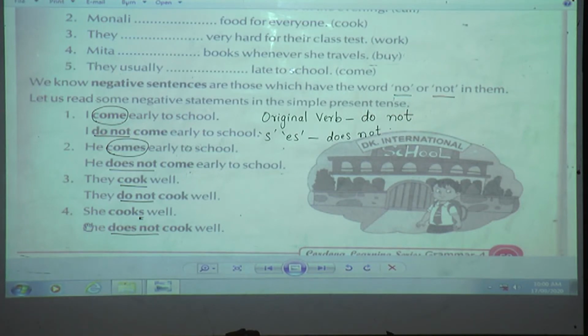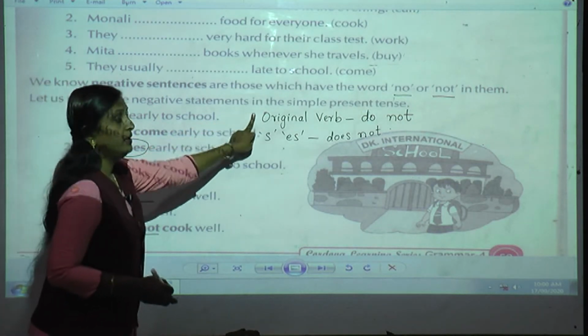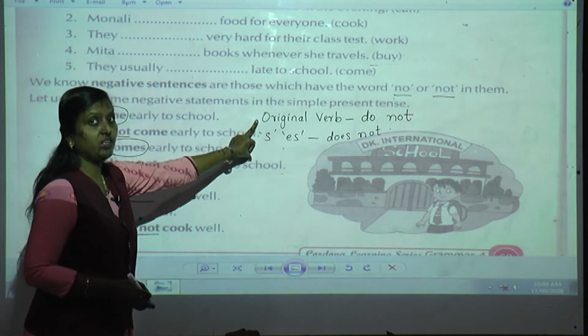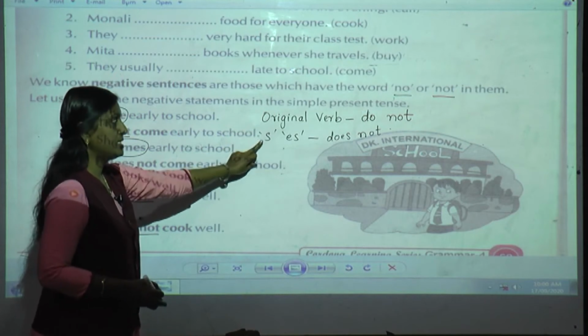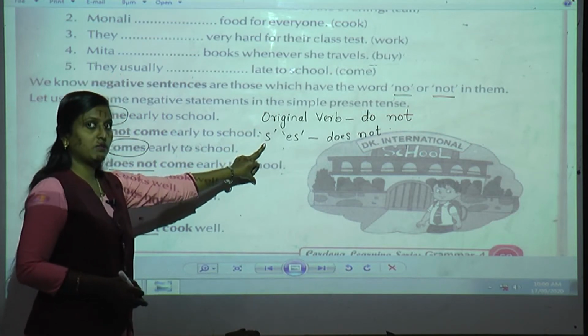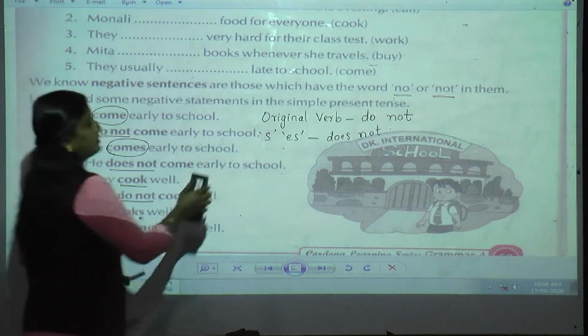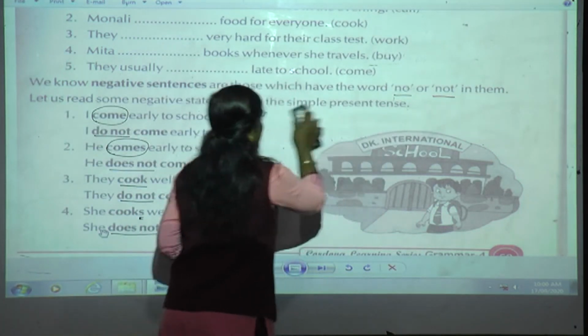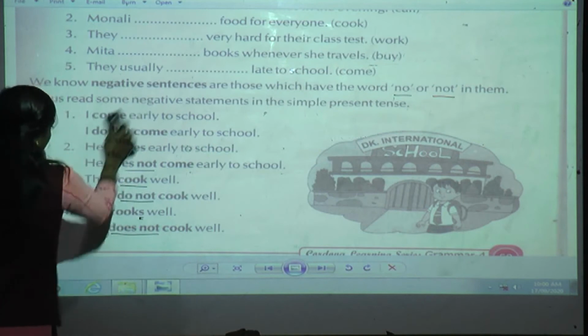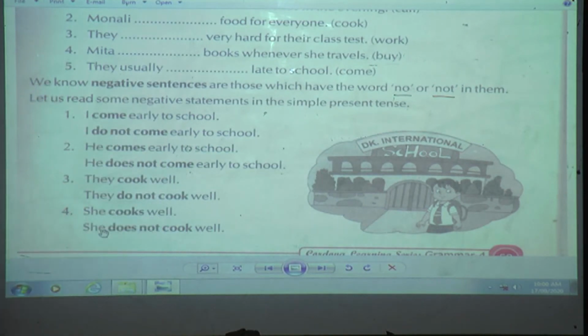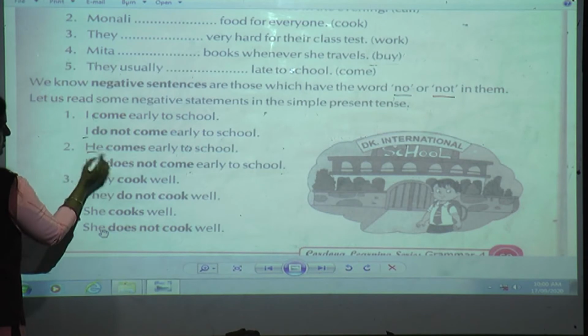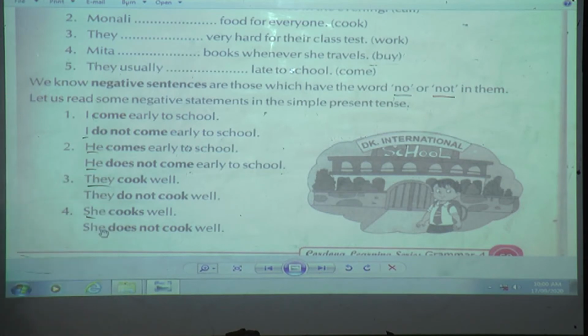When the subject is I, we, you, they, with the original form of the verb, the subject should be I, we, you, they. Okay? Same. Here, does not. What will be the subject here? Yes. The subject will be he, she, it, or any singular subject in the third person. Okay, can you see here the subjects? They, she. Okay, so these were only 4 examples. Still 3 examples are given over here.